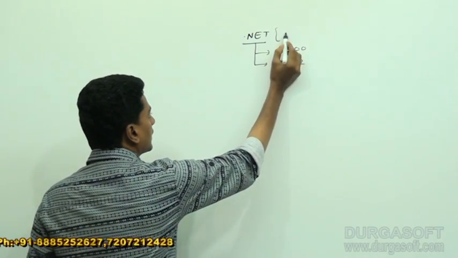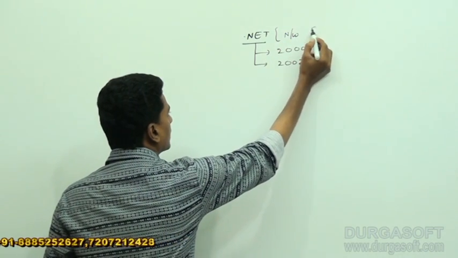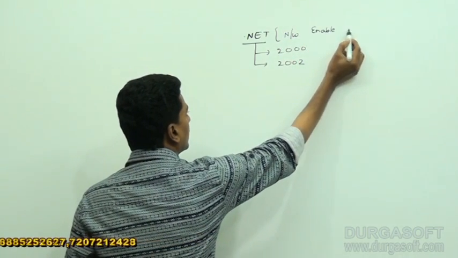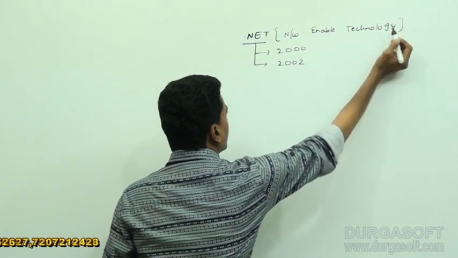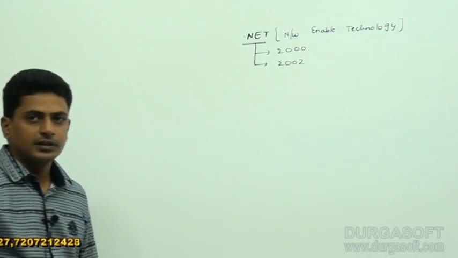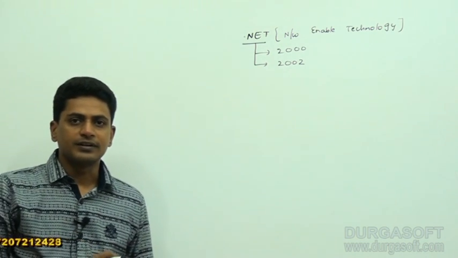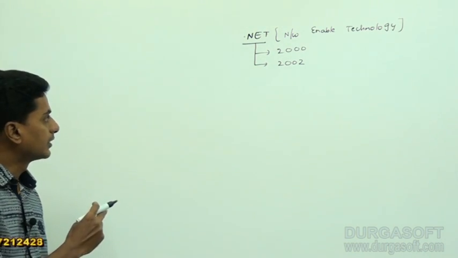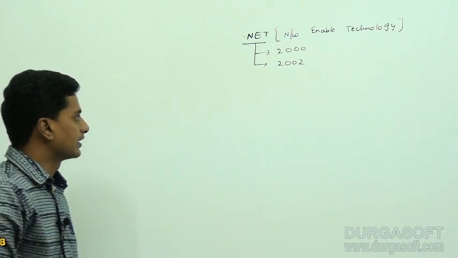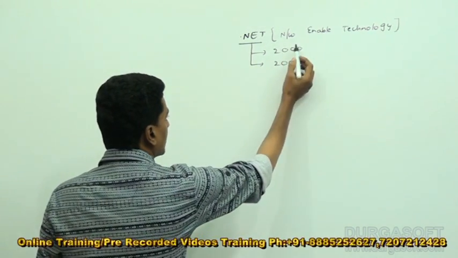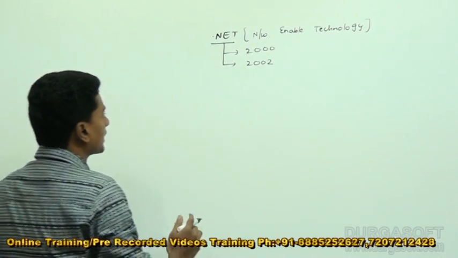.NET stands for Network Enabled Technology. But till now Microsoft has not given any official abbreviation for .NET. So we will say that .NET stands for Network Enabled Technology.